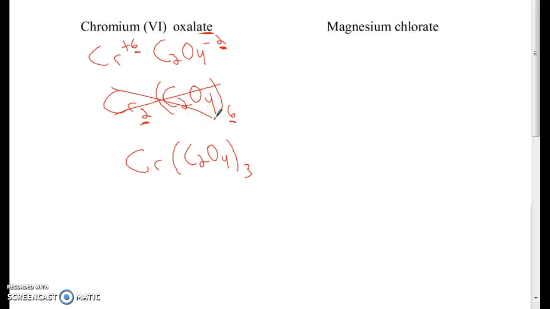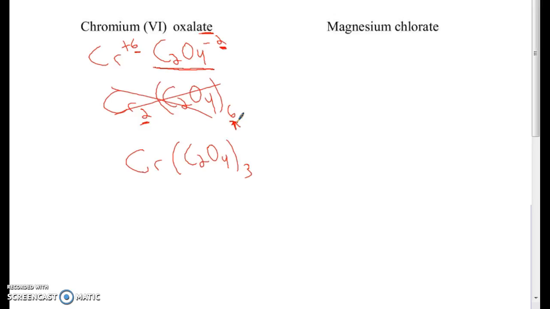Now, when I say if you can reduce the subscripts, remember when you are working with a polyatomic ion, so C2O4 for example, that 2 and that 4 has to be there. You can't change that part of the polyatomic ion. You can only change the subscripts that are outside of the parentheses for a polyatomic ion. So you're changing how many you have of that ion. You're not changing the chemical makeup of that ion.